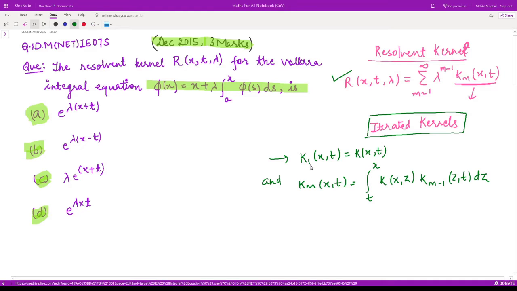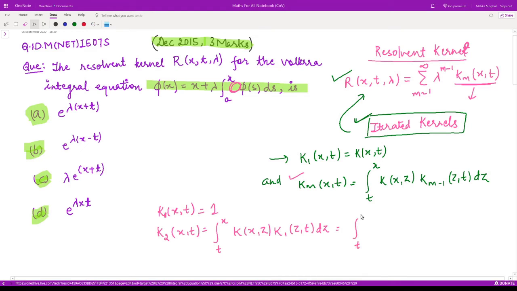Let us first calculate the iterated kernels, and then we can use these kernels in this equation to calculate the resolvent, right? So in our question, what is K(x, t)? That is given to be 1 in our question because there is no t term, right? So ultimately K_1(x, t) is equal to 1. So let us calculate K_2(x, t). We'll use this equation: integration from t to x, K(x, z) and then K_1(z, t) dz. So this is equal to integration from t to x, 1 into dz. So that would be x minus t, right? So this is our K_2(x, t).